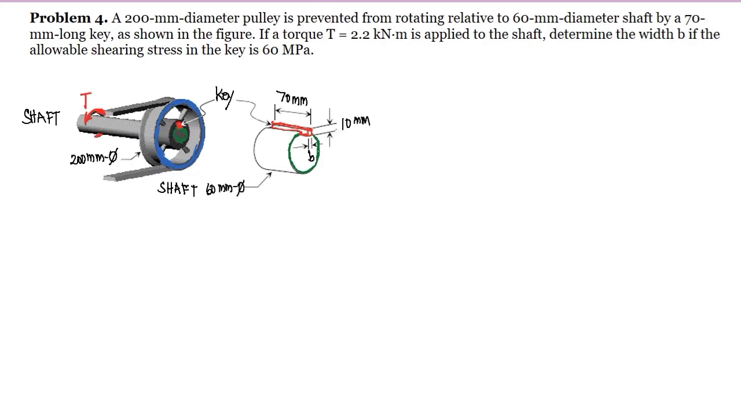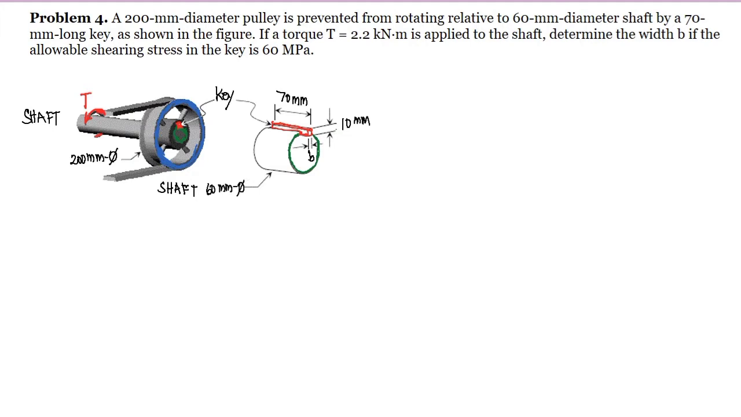Problem number 4. A 200 mm diameter pulley is prevented from rotating relative to a 60 mm diameter shaft via a 70 mm long key, as shown in the figure. If a torque T equal to 2.2 kN·m is applied to the shaft, determine the width B if the allowable shearing stress in the key is 60 megapascal.